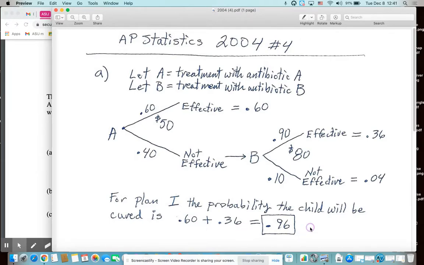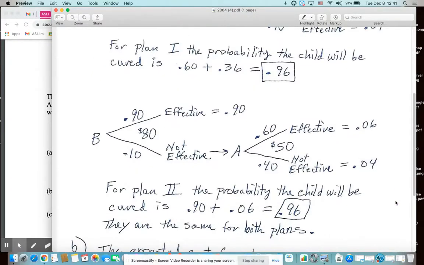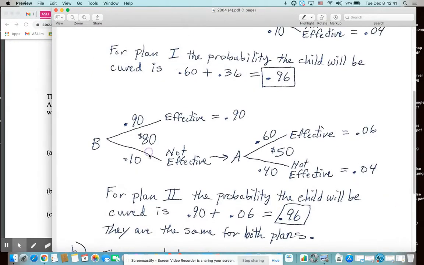So 96% of the time the child will get cured, 4% of the time they will not, even though they've taken both medicines. Okay, for plan two, we're doing it in reverse. We take medicine B first, which costs more money, but it's 90% effective. And then we flip it, right? So you can see here that it's the same thing, but just flipped.